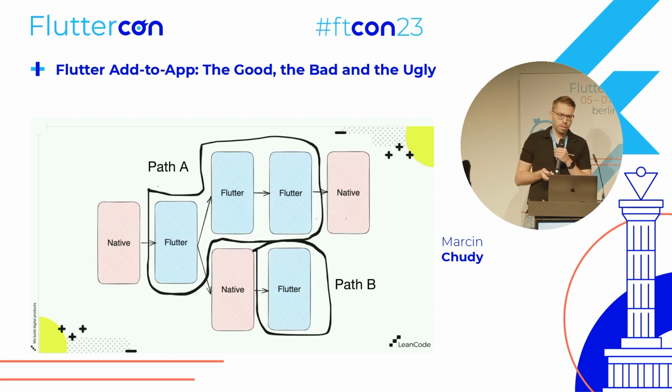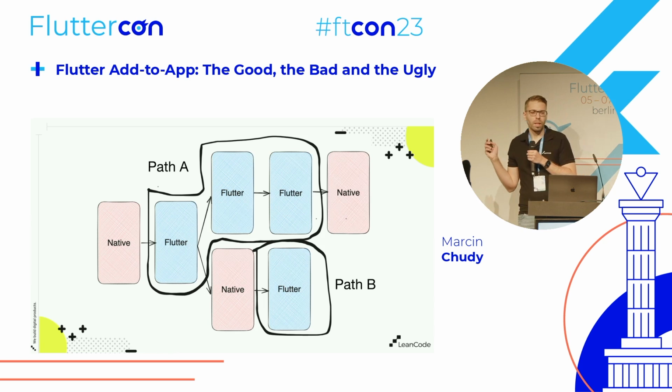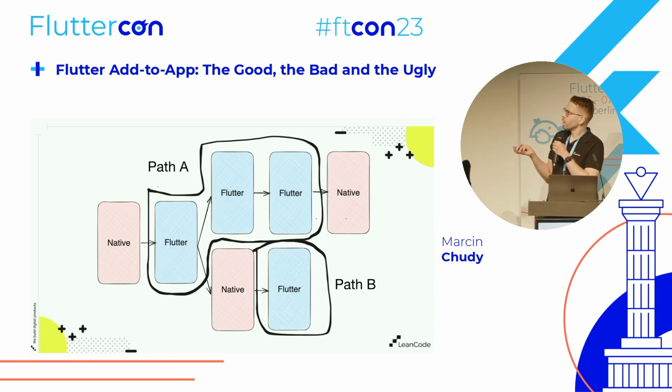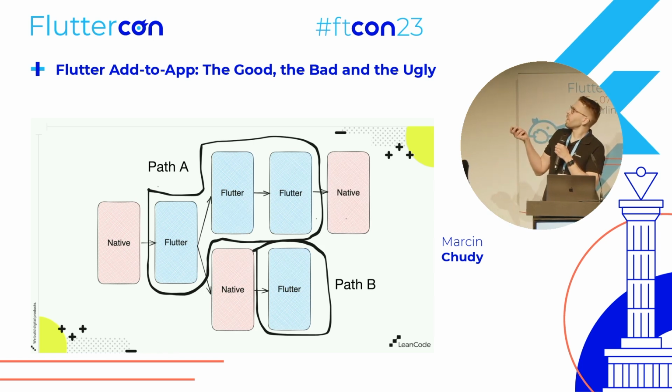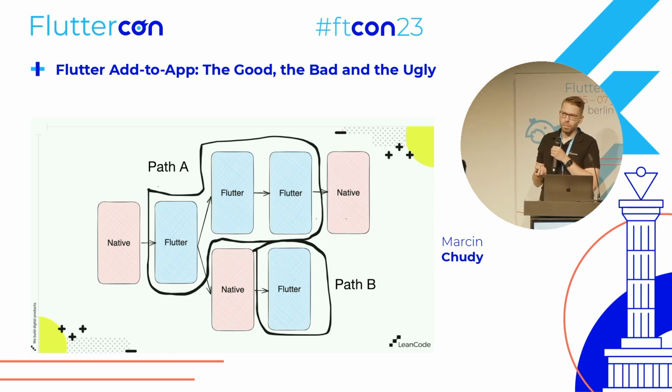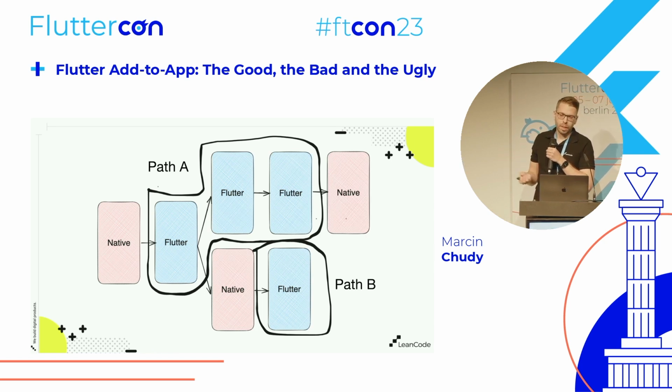And if we look at this more complex path of navigation, we can see that we basically have two separate paths that are separated by native screens. And to go to this first Flutter screen in path A, we need to start an engine because we want to render a new Flutter view. So we need an engine.